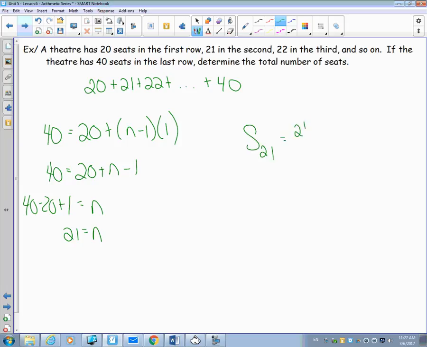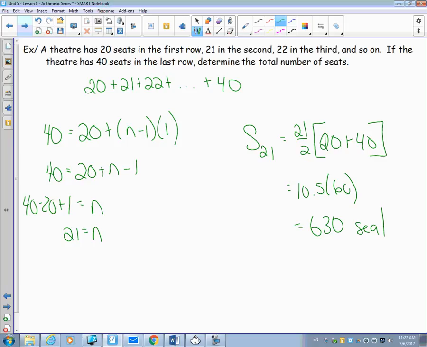I can do that. 21 over 2, first term, last term. 10.5 times 60 will give me 630 seats. Okay. Once we take away the words and just think of it as a pattern of numbers, it causes less confusion. And last one.